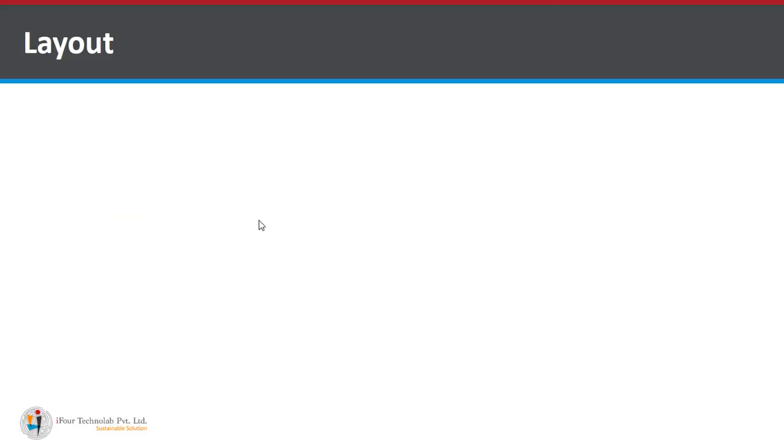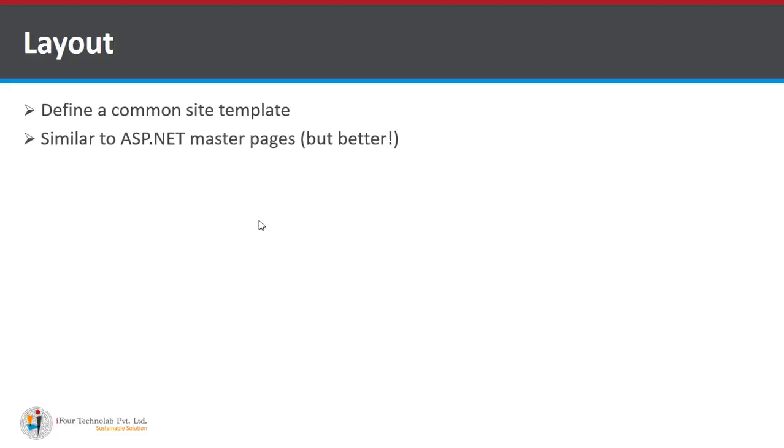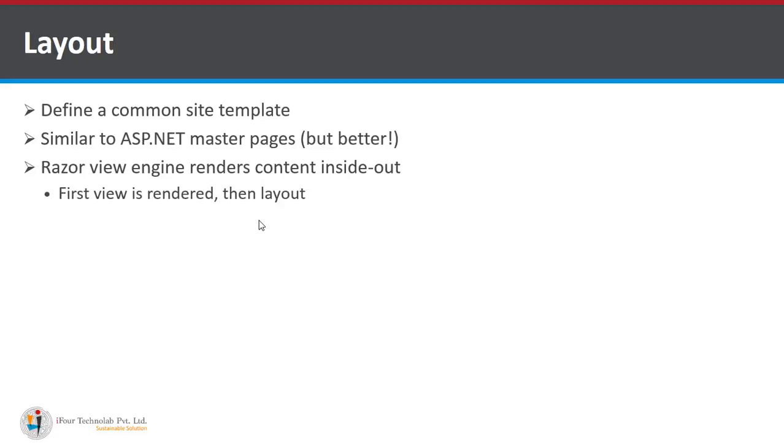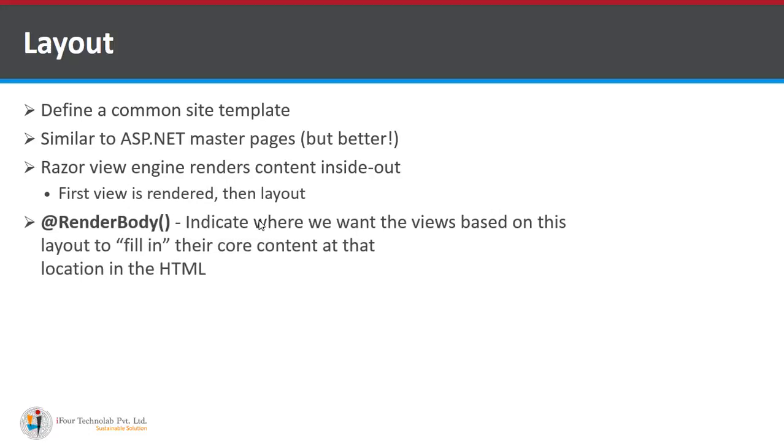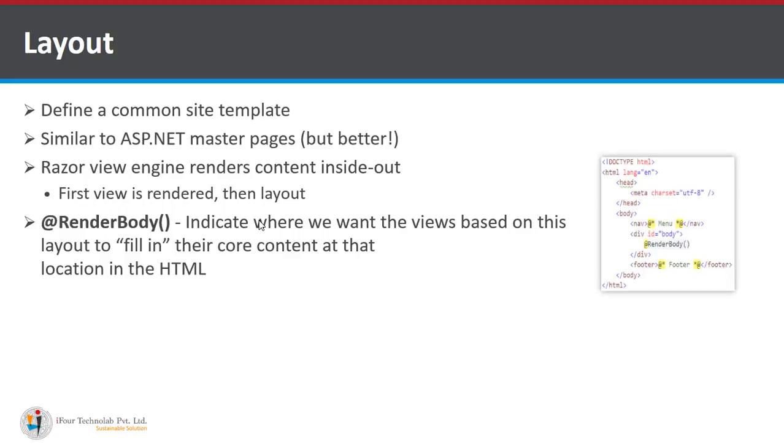Now the next one is layout. So what is layout? It defines a common site template, similar to ASP.NET master pages but better than it. The Razor view engine renders content inside out. First the view is rendered, then the layout. @RenderBody indicates whether we want the views based on this layout to fill in their core content at that location in the HTML.